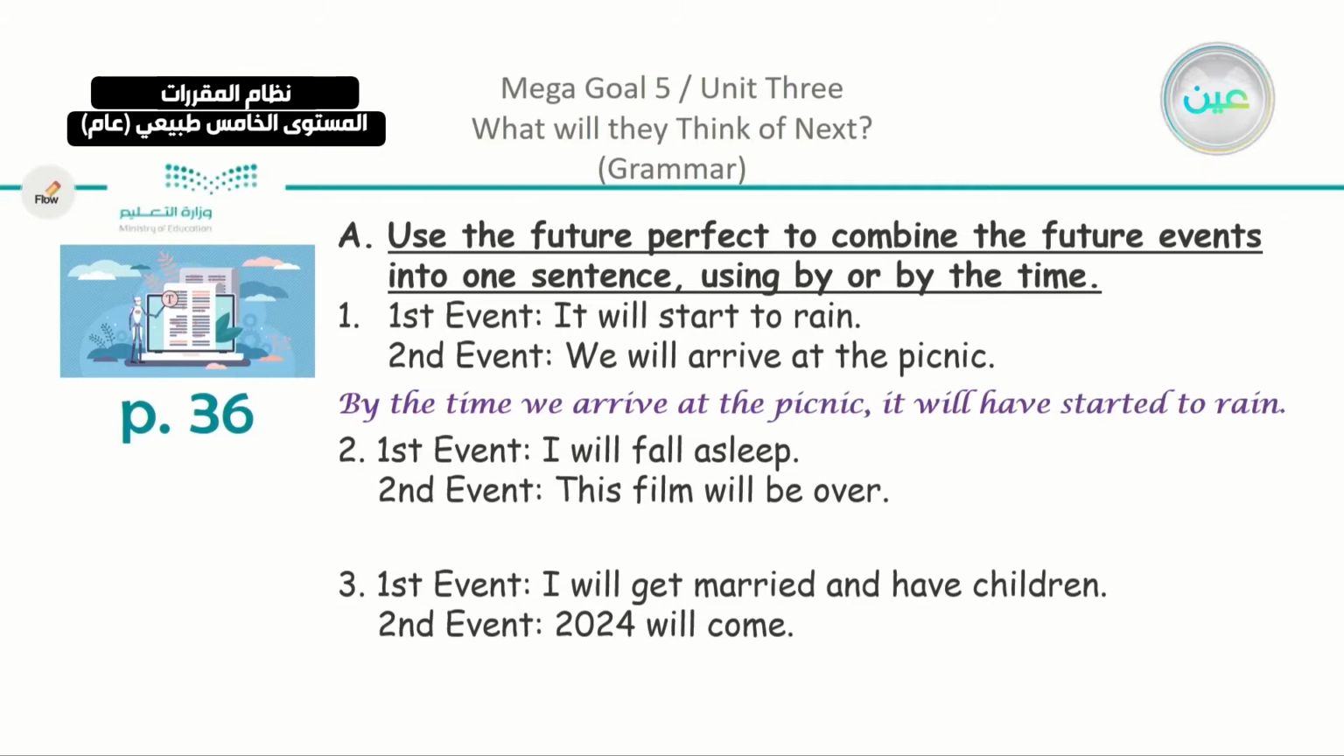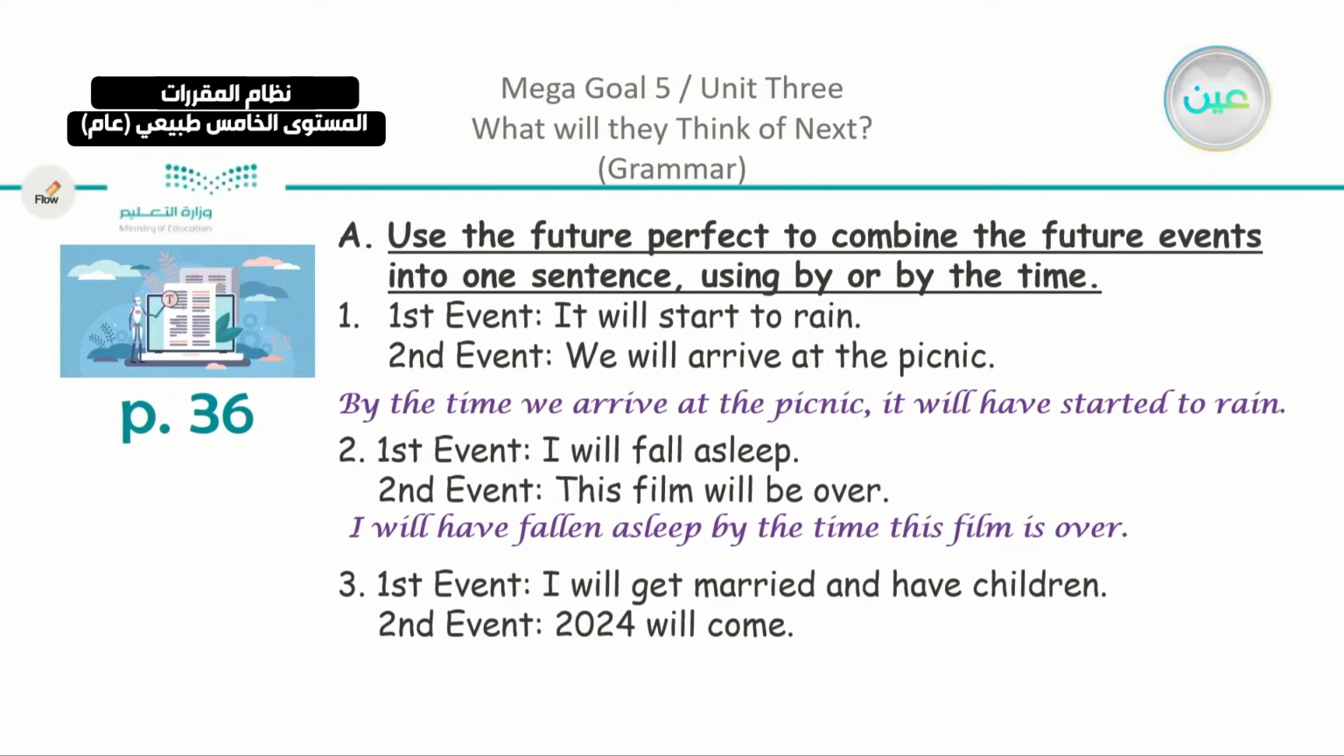The second one, imagine that you are watching a movie and you are very sleepy. The first event is I will fall asleep, and the second event is this film will be over. You feel very tired, you are going to fall asleep before your movie has ended. So here we can say, I will have fallen asleep by the time this film is over. And this is what I meant when I said that you can change the sentence order. Here we used the future clause first, and then the other part of the sentence.